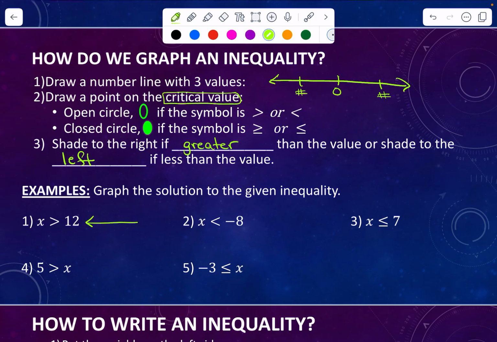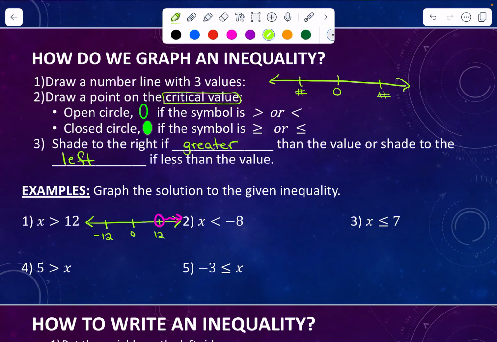So I'm going to put 0, I'm going to put the critical value of 12, and I'm going to put its opposite, negative 12. Then I'm going to come to 12 and do an open circle because it is greater than, meaning I can get really close to 12. I just cannot be 12. And x is greater than that, so my shading would be to the right.